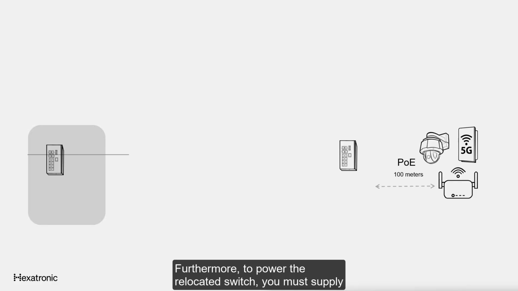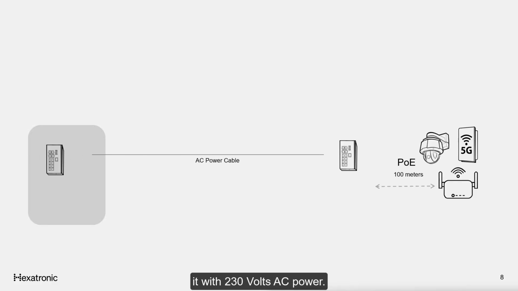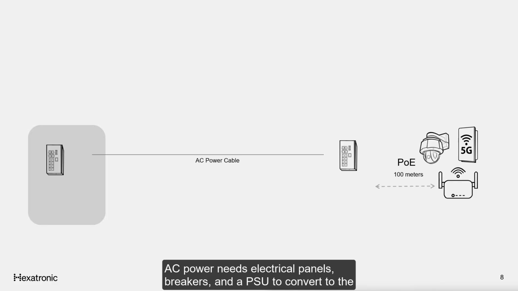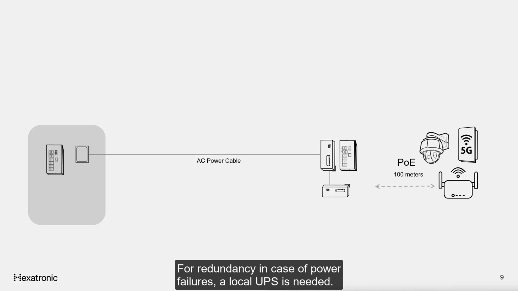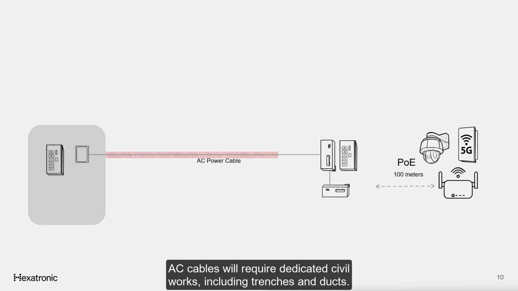Furthermore, to power the relocated switch, you must supply it with 230 volts AC power. AC power needs electrical panels, breakers, and a PSU to convert to the 48 volts DC required by the switch. For redundancy in case of power failures, a local UPS is needed. AC cables will require dedicated civil works, including trenches and ducts.